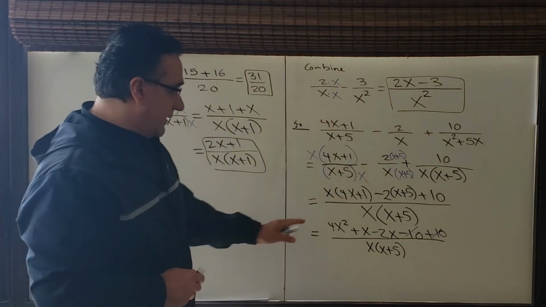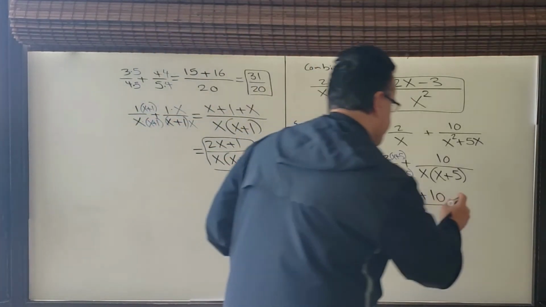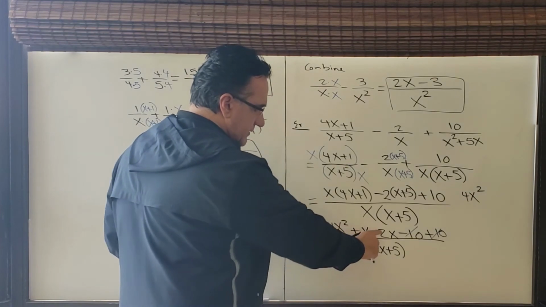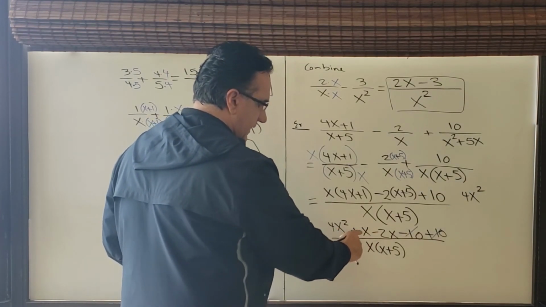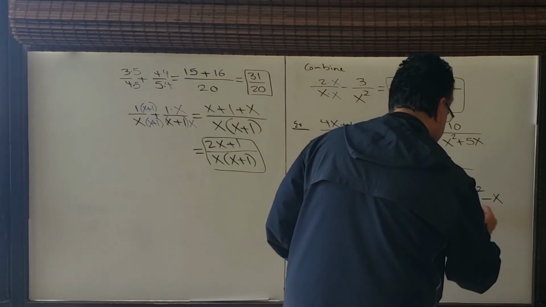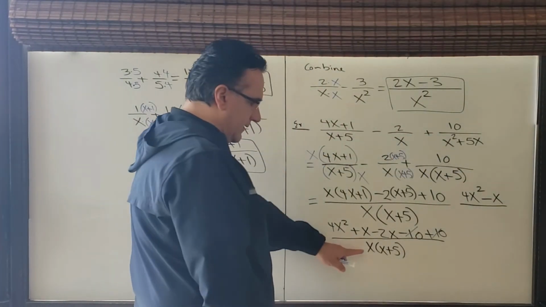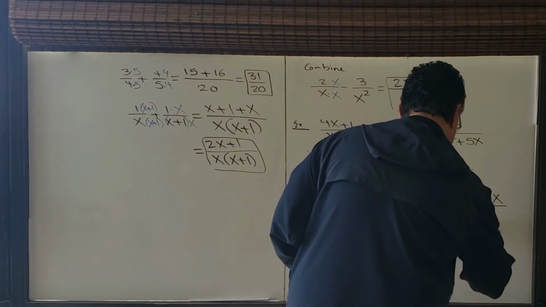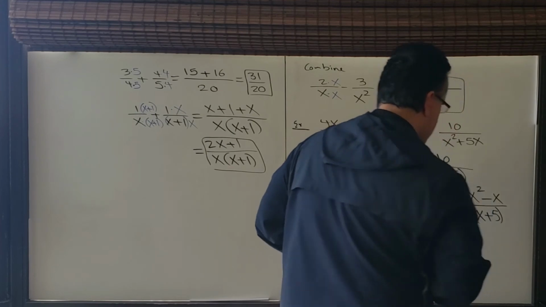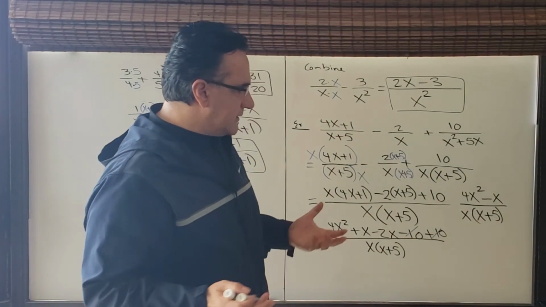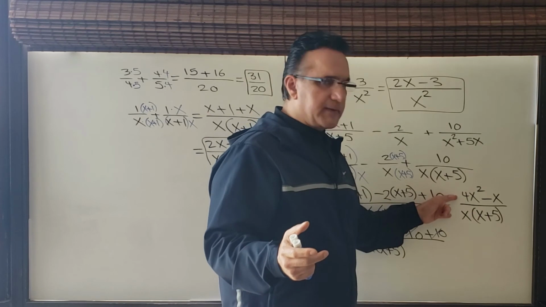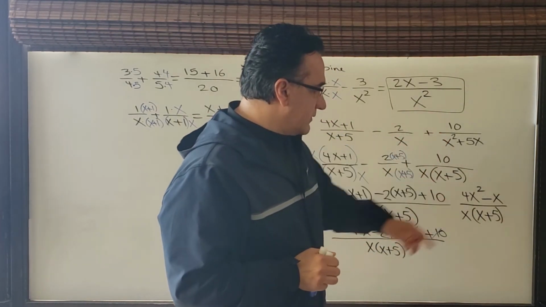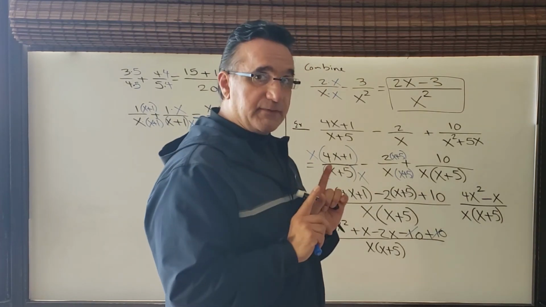So we have 4x squared. These two are just going to give us what? Minus x over x times x plus 5. Okay, it would be tempting to get excited at this point, consider it finished, and then just type that in. Of course, you're going to get the red X if you do. So we're going to go ahead and continue, because there's simplification that's possible.